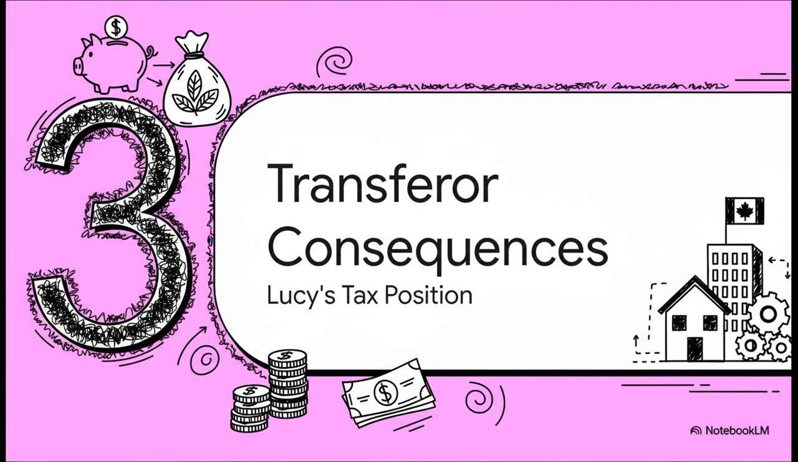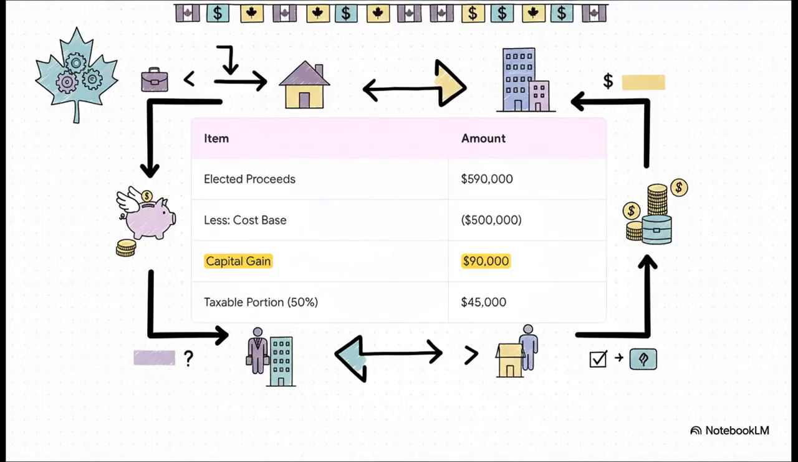Okay, so Lucy's made her choice, $590,000. What does that actually mean for her when she files her taxes? Let's break down the consequences for her personally. First up, the capital gain. It's pretty straightforward. Her proceeds of disposition are that elected price, $590,000. We subtract her adjusted cost base, what she paid for it, of $500,000. And there it is, the $90,000 capital gain she was aiming for. Now, you know the inclusion rate in Canada is 50%, so that gives her a taxable capital gain of $45,000.